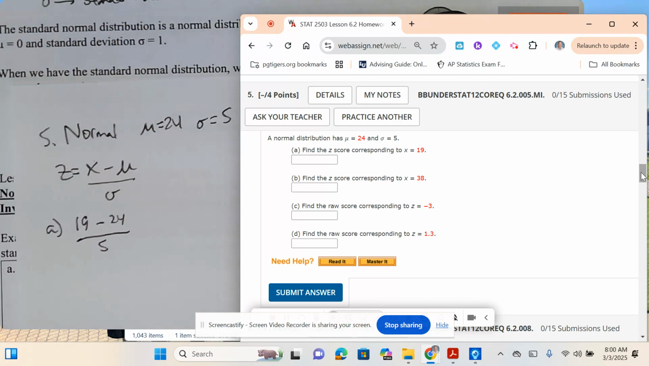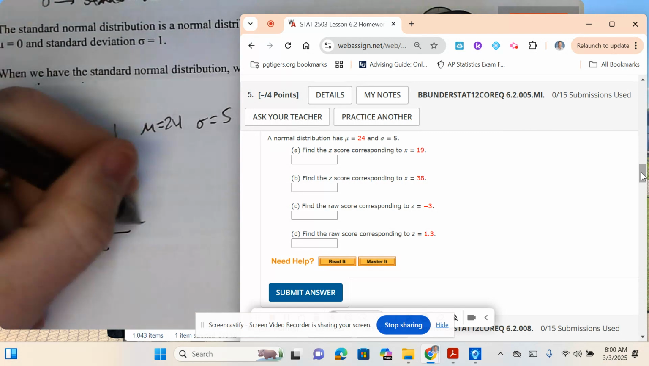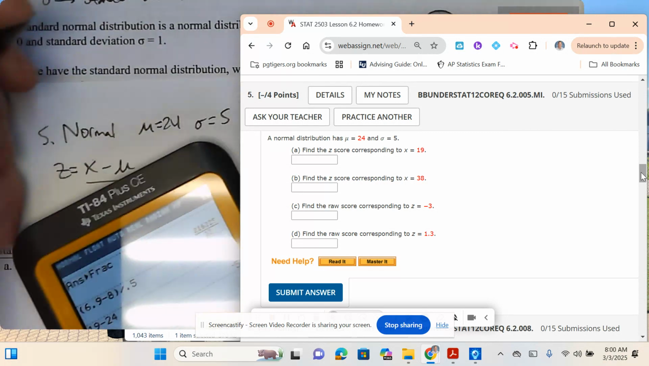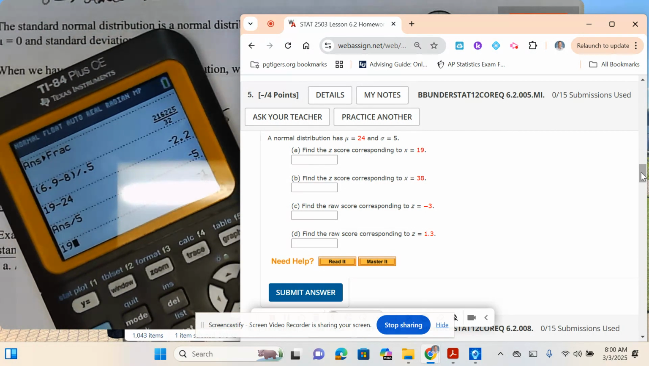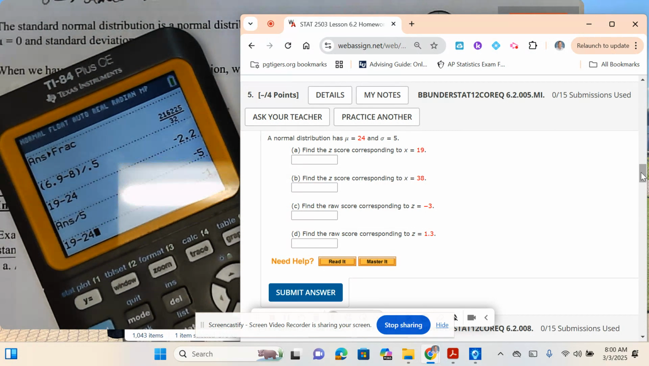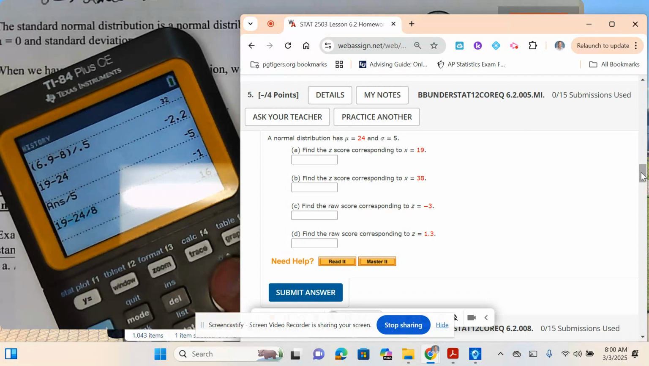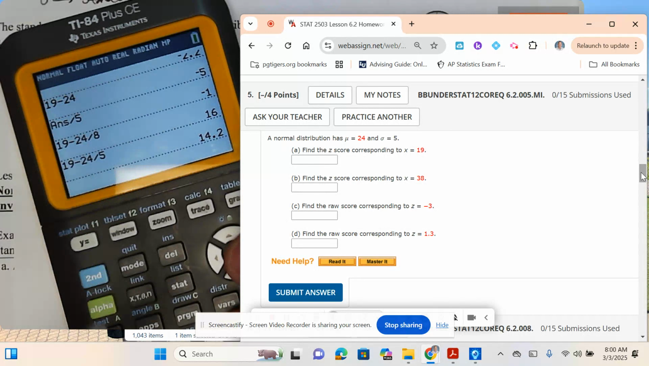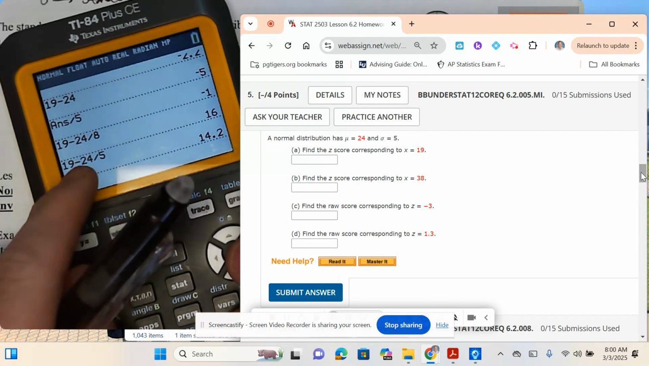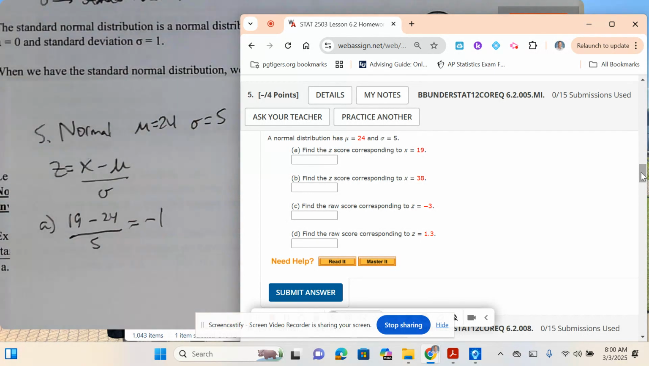-5 divided by 5 is -1. So, if you do it all, don't do this: 19 minus 24 divided by 5. Whoops, I didn't mean to do it by 8. I'm sorry, divided by 5. Don't do it like that, because what this is doing is 19 minus 24 divided by 5. If you do this, put parentheses around the top. Okay, so it's -1.